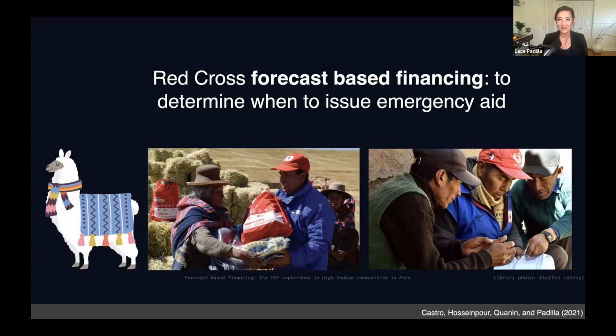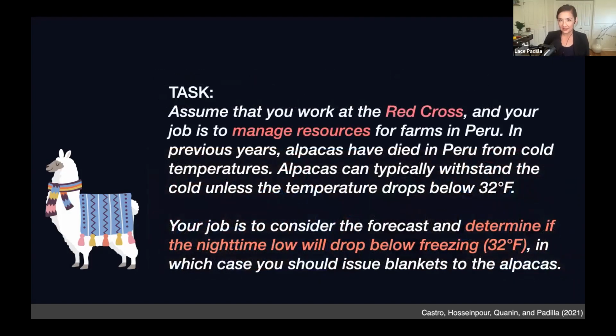So we presented a task to participants online, in this case, to simulate the type of scenario that the Red Cross workers were put in. And we told people, assume that you work at the Red Cross and your job is to manage resources for farms in Peru. In previous years, alpacas have died in Peru from cold temperatures. Alpacas can typically withstand the cold unless the temperature drops below 32 degrees. Your job is to consider the forecast and determine if the nighttime low will drop below freezing, 32 degrees Fahrenheit, in which case you should issue blankets to these alpacas. Okay, that's the general context.